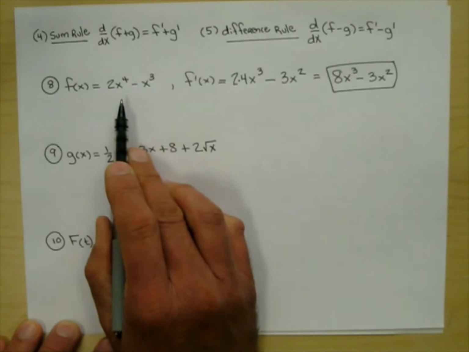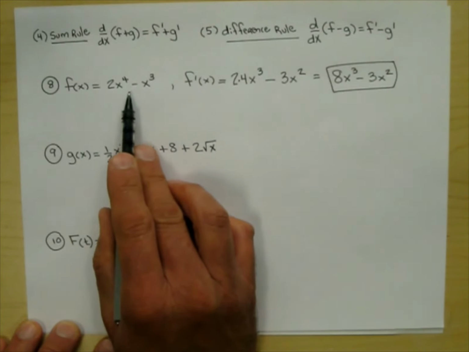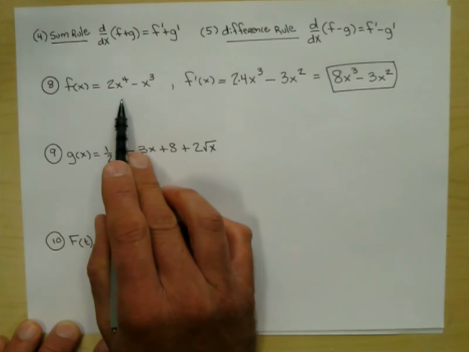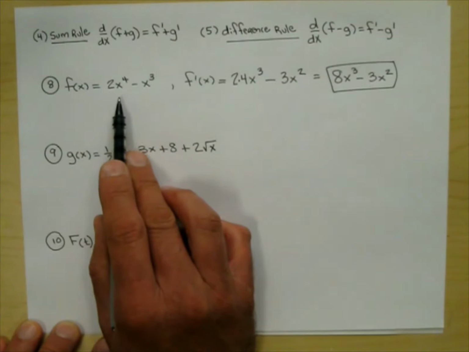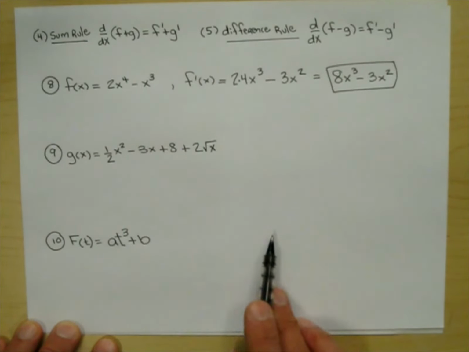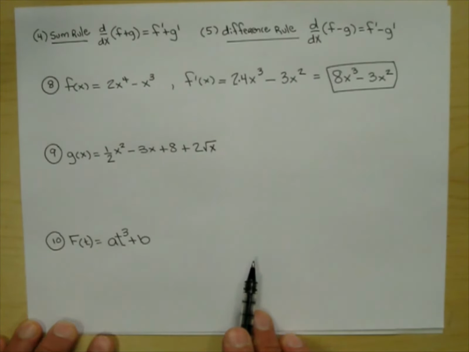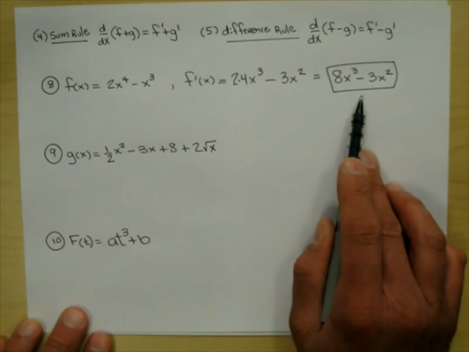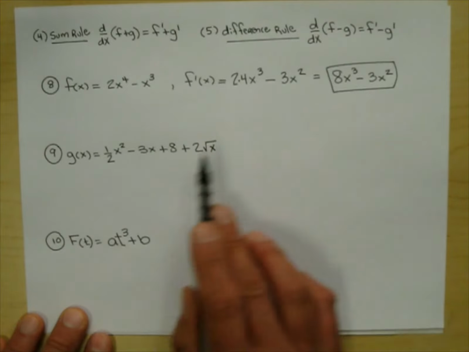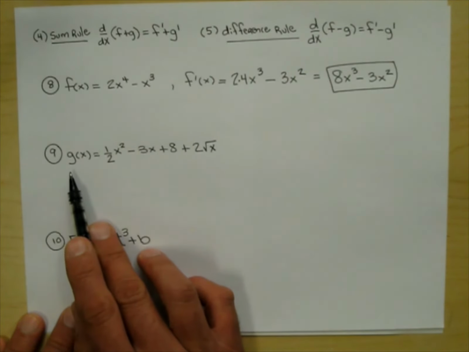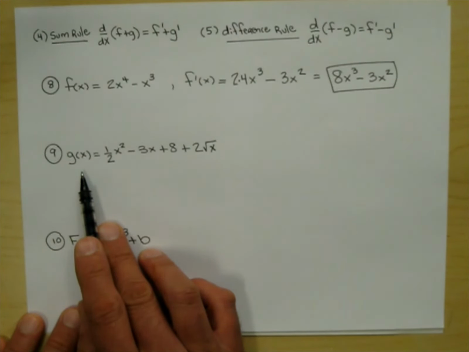There it is. So imagine, if you didn't have shortcuts, plugging this into the definition of the derivative that has the difference quotient and all that jazz, we take this whole piece of paper, maybe more, to get this result. So shortcuts, they're really nice. Why don't you pause the video and see if you can find the derivative of g of x.